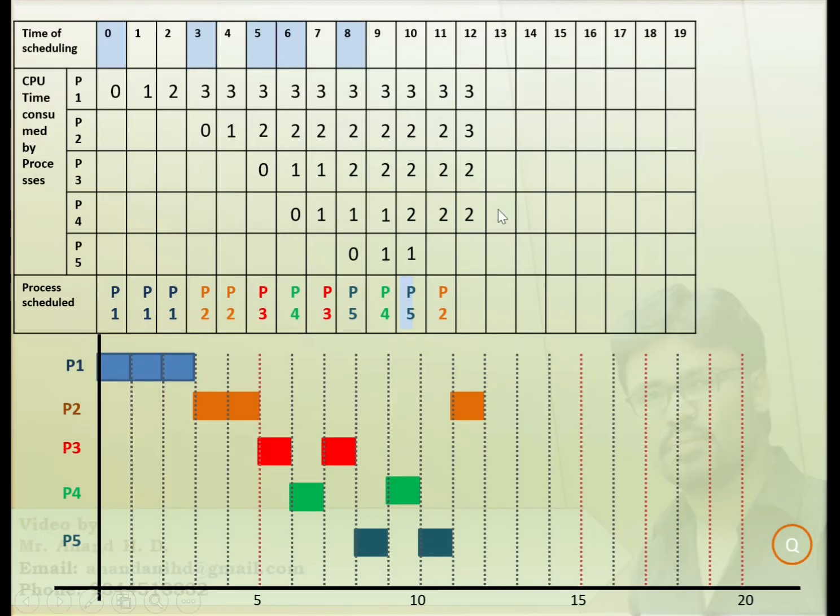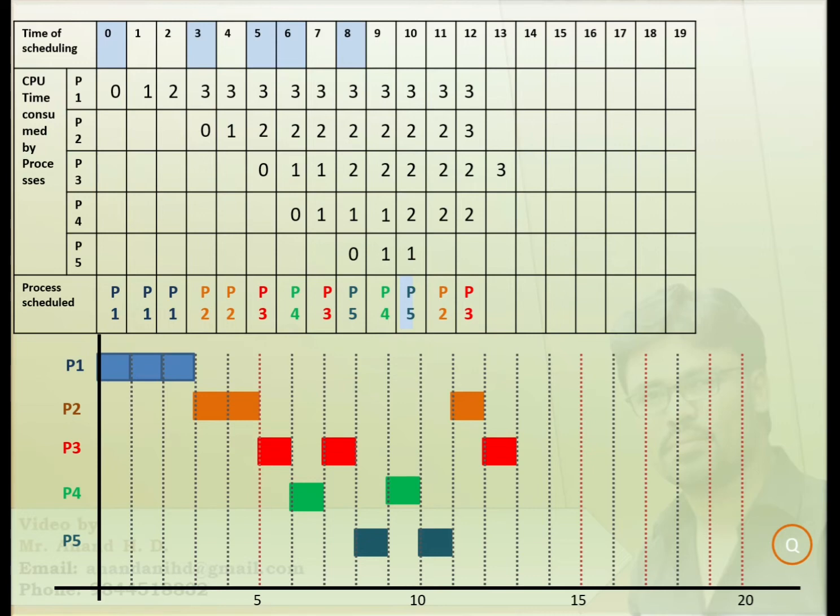So again, there is a tie between 2 processes P3 and P4. So if you look into this, P4 was recently scheduled while P3 was serviced long back. So out of P3 and P4, P3 will be selected for execution and it is going to execute from 12 to 13 time units.